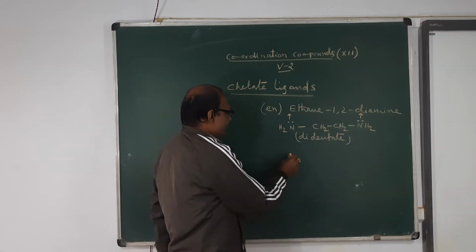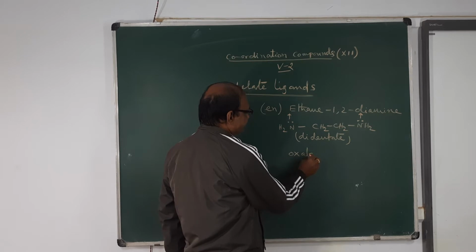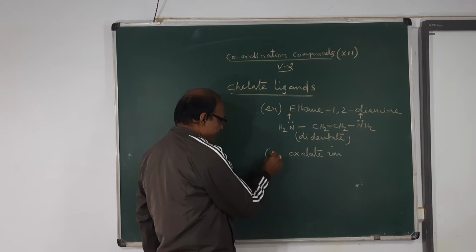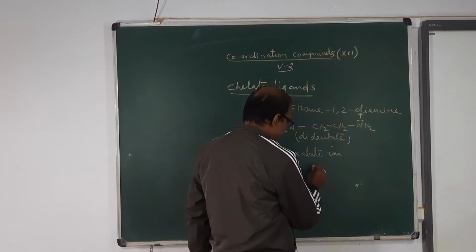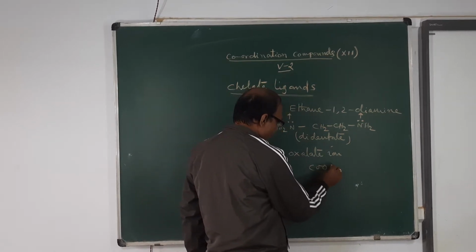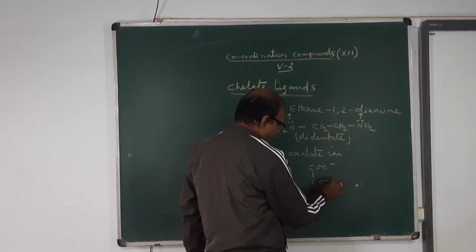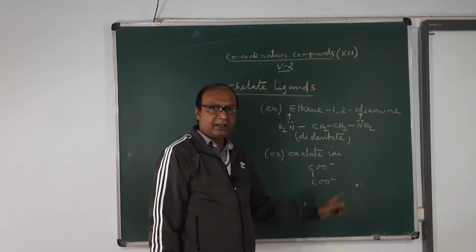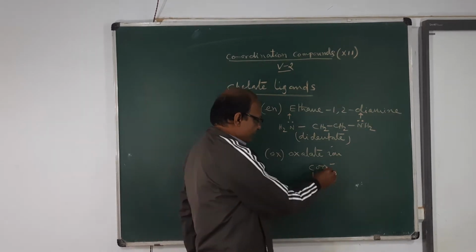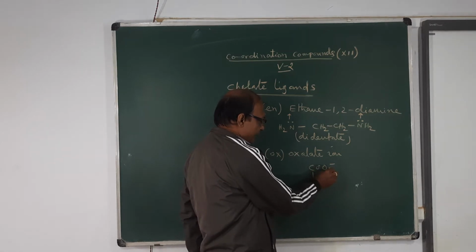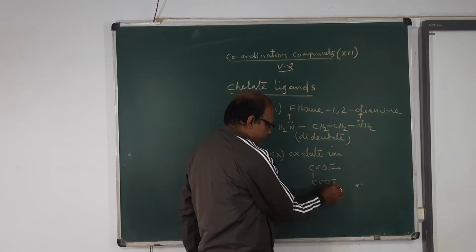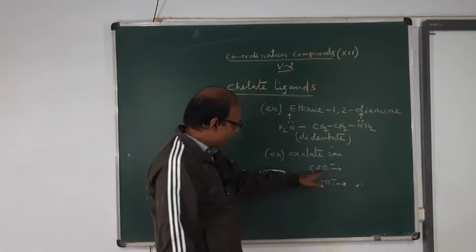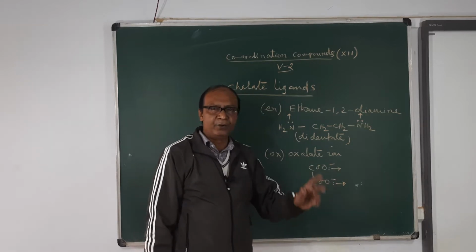Another example is the oxalate ion, abbreviated as ox. The formula is COO minus, COO minus. So this is the oxalate ion, with 2 negative charges on the oxygens. This oxygen has a lone pair. This lone pair is the donor. So oxygen is the donor atom here. This is one donor atom, this is another donor atom, different donor atoms.